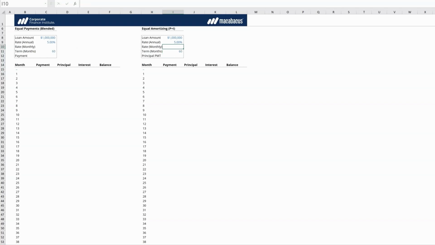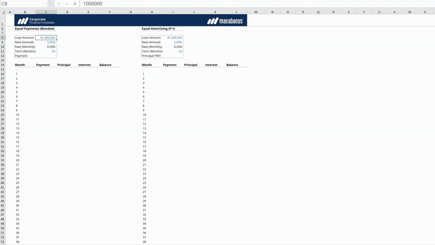The rate is going to be presented on a monthly basis, since the payments are going to be presented on a monthly basis as well. So in order to do that, we're going to take the annual rate and we're just going to divide it by 12. So there are 12 months. You'll see this is a formula, so it should be black. Repeat over there. And now what we're going to do is calculate a payment amount using the PMT function over here for a blended payment.